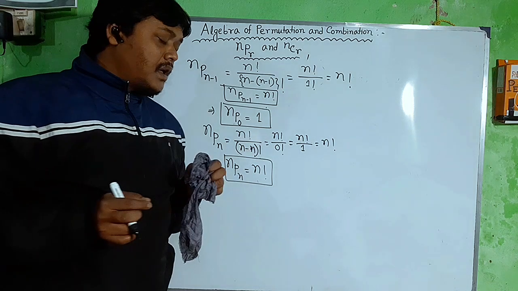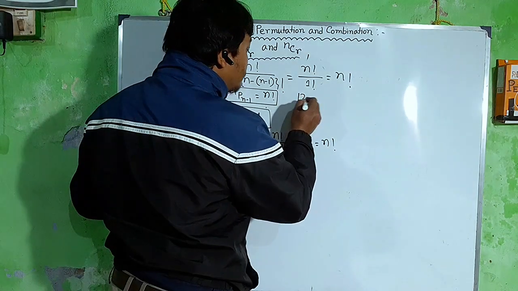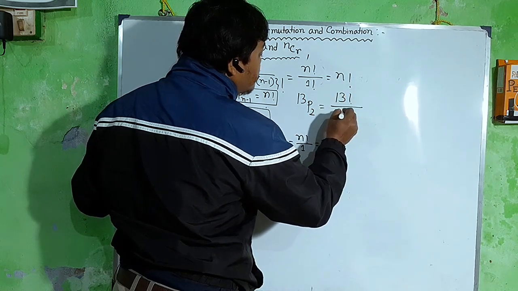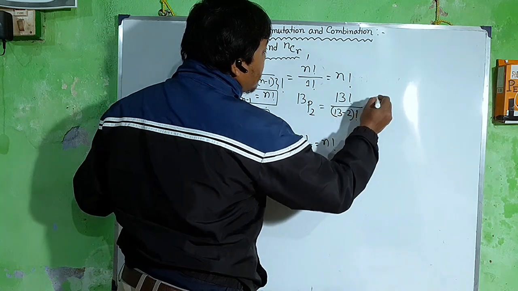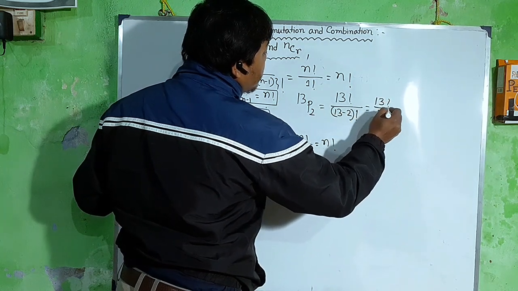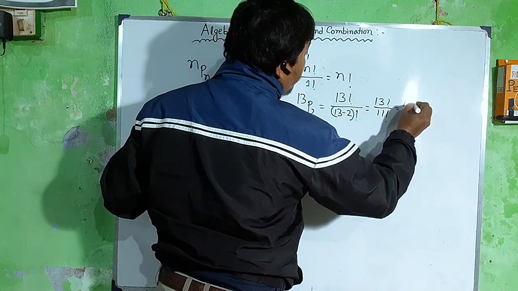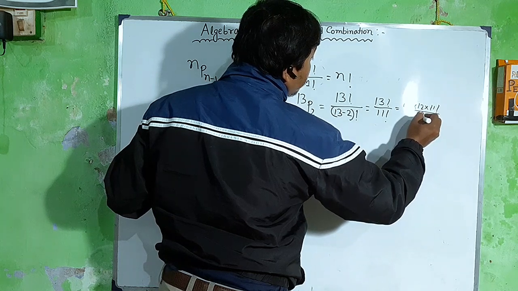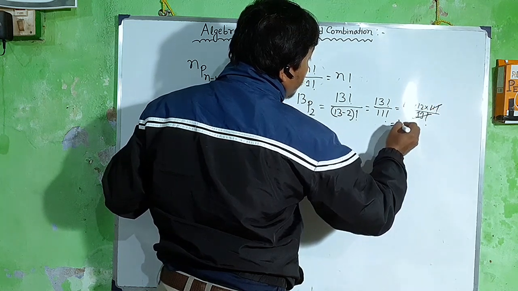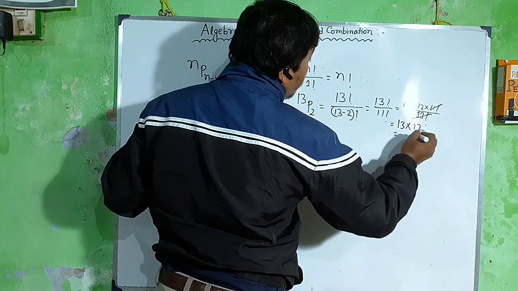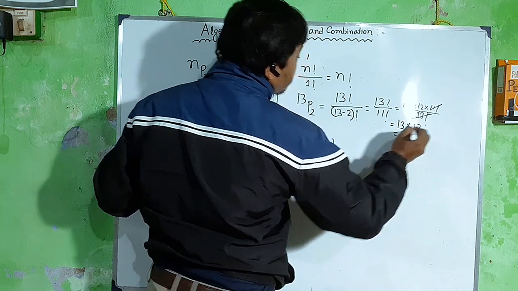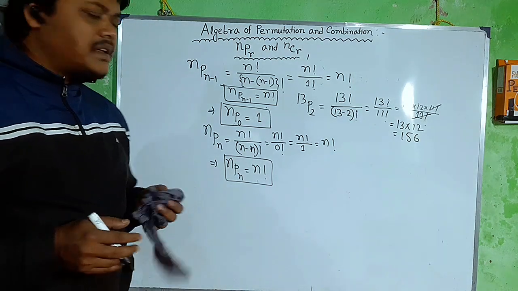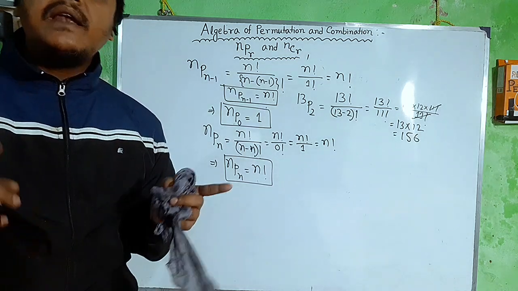What about nPr? If someone gives 13P2, what is the value? 13P2 is 13 factorial by 13 minus 2 factorial, which gives 13 factorial by 11 factorial. So that is 13 into 12 into 11 factorial by 11 factorial. These are cancelled, so the answer is 13 into 12, that is 156. So you can easily calculate nPr for any values of n and r.